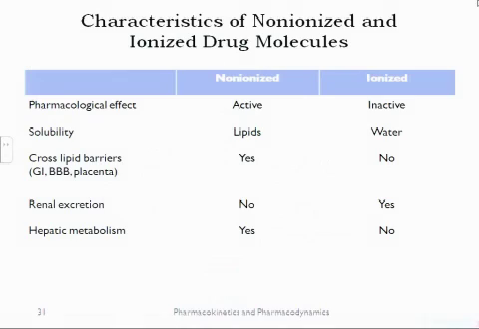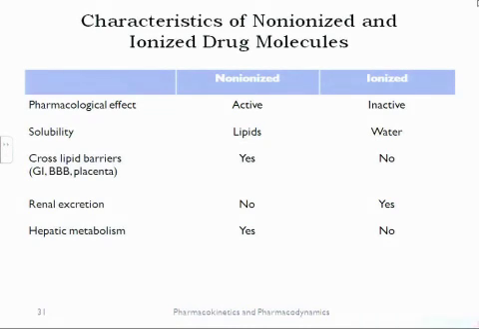Now, if you take an unionized medication, the pharmacological effect will make it active. It tends to be lipid soluble. It crosses the blood-brain barrier rather easily. It also crosses the GI tract and the placenta easily because it's unionized. And it cannot be renally excreted. That's a real downside to it. The kidney can't get rid of it because it's lipid soluble, and hepatic metabolism becomes clearly important in breaking it down.